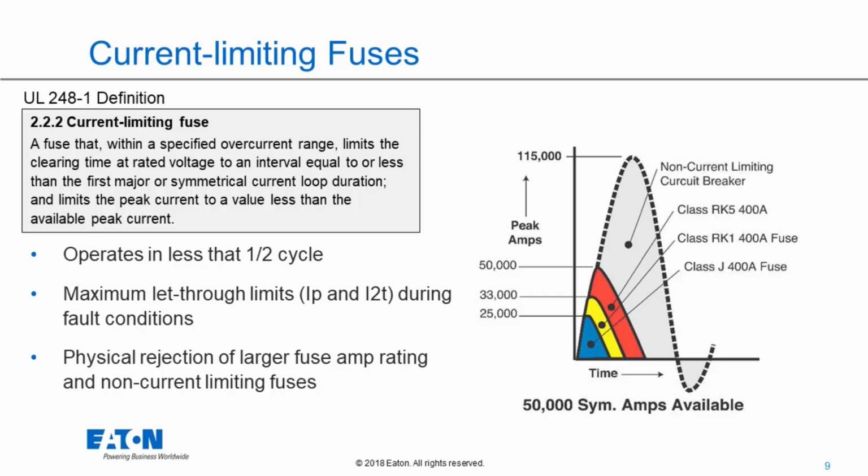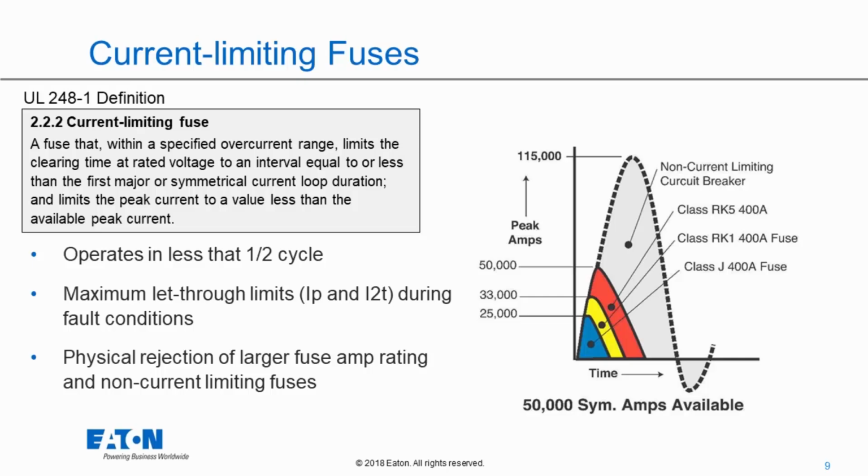When we have a current limitation, we're going to limit the fault current going through that to some value less than the peak that is available. So in this particular case here on the right-hand side, we'll see that we have 115,000 amps available. And depending on the fuse type that we put in there, whether it's an RK5, an RK1, a Class J, we're going to have a current limiting device in there. We're going to limit how much peak current gets through that system, as well as the I squared T that gets through there as well.